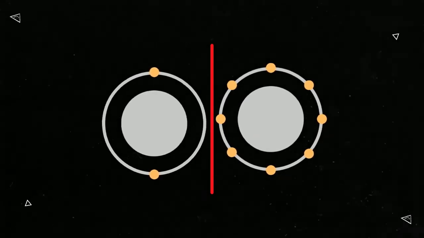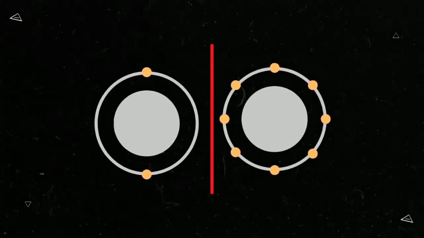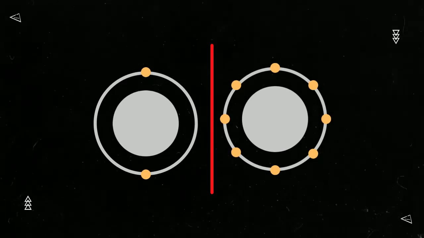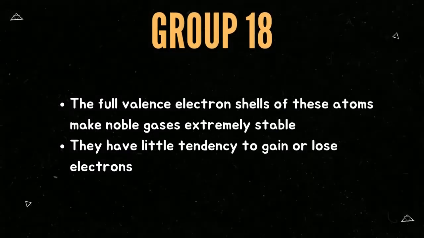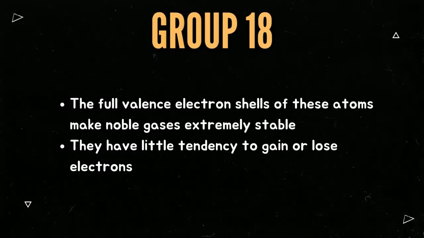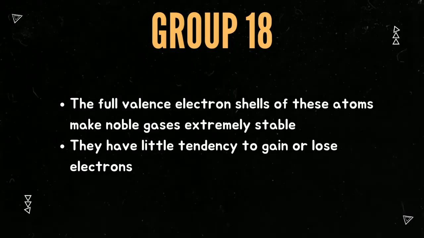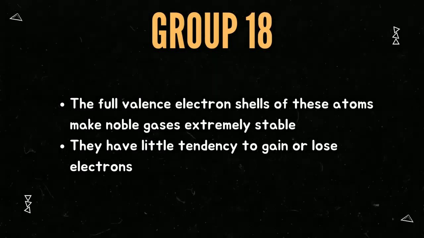In fact, they are so stable that, in the past, chemists thought that they could not react with other elements, which is why they were called the inert or unreactive gases. The full valence electron shells of these atoms make noble gases extremely stable and unlikely to form chemical bonds because they have little tendency to gain or lose electrons.